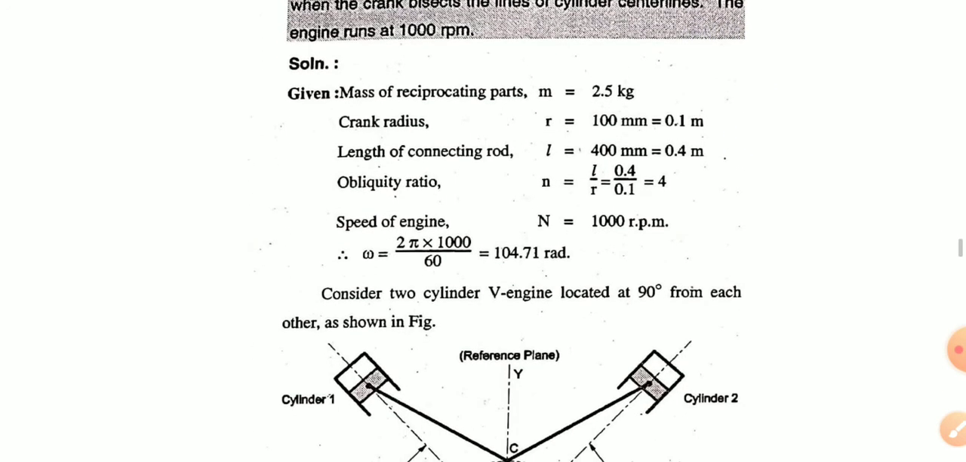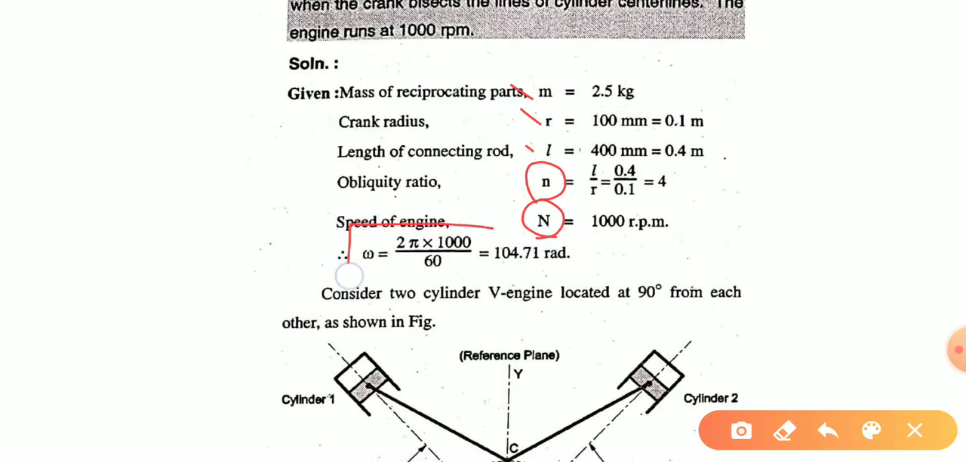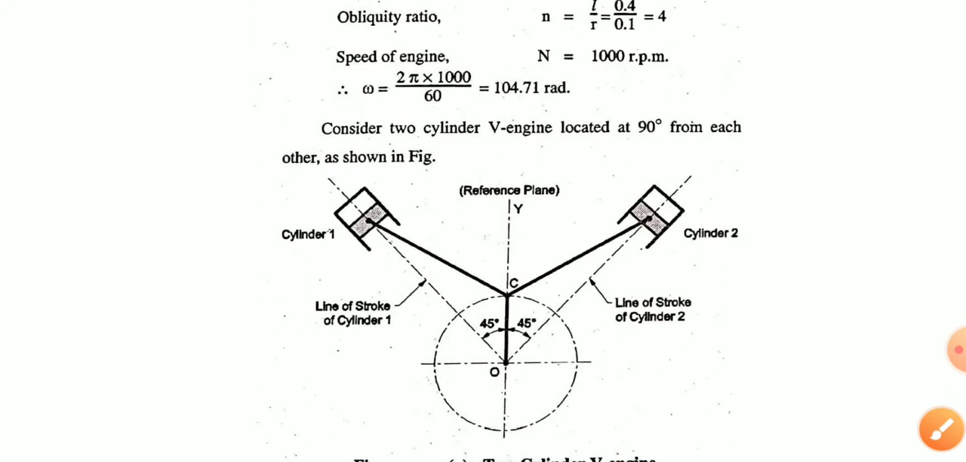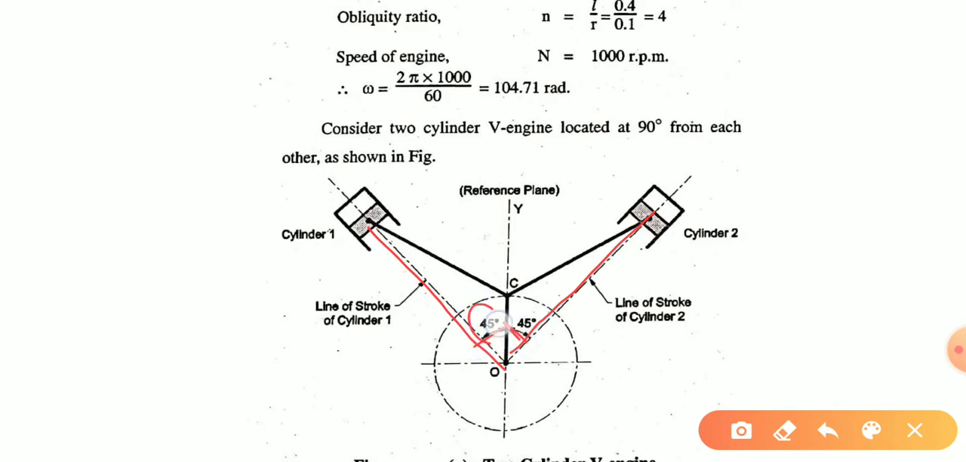Over here, m is given, r is given, l is given, and N is given, so we can find omega. Now both cylinders are placed at 90 degrees to each other. This is the 90 degree angle, so the half angle will be 45 each. This is our line of stroke. This is the connecting rod for both, and this is our common crank.